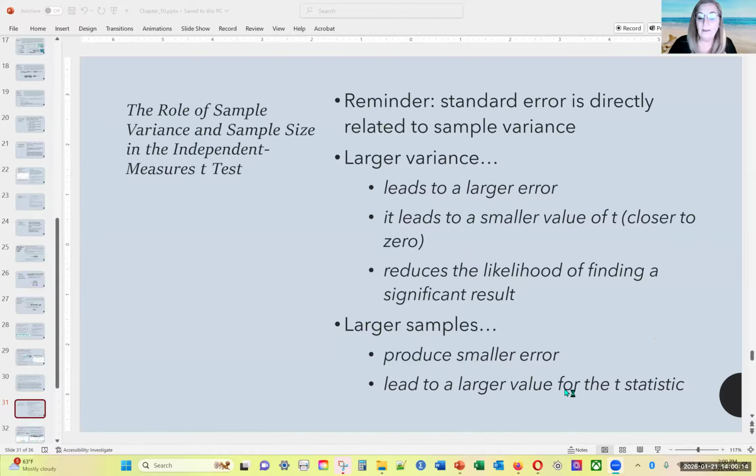All right, so that means you would be more likely to find a significant result.